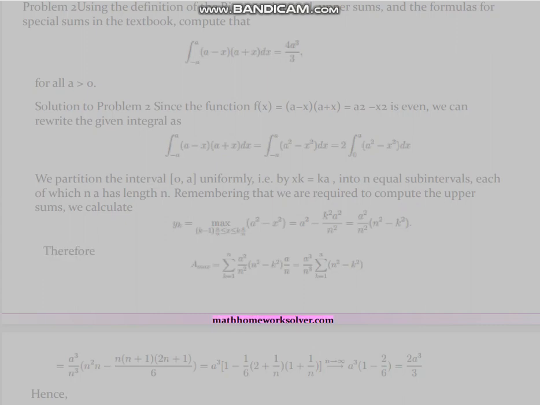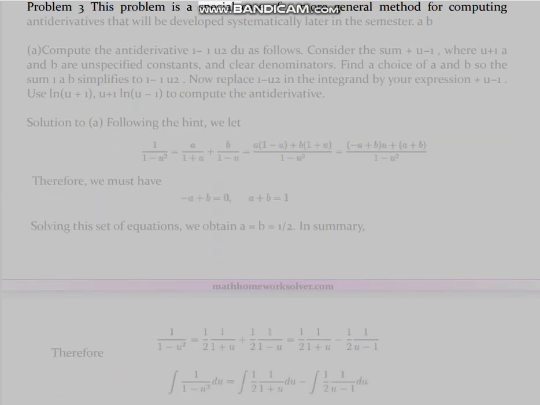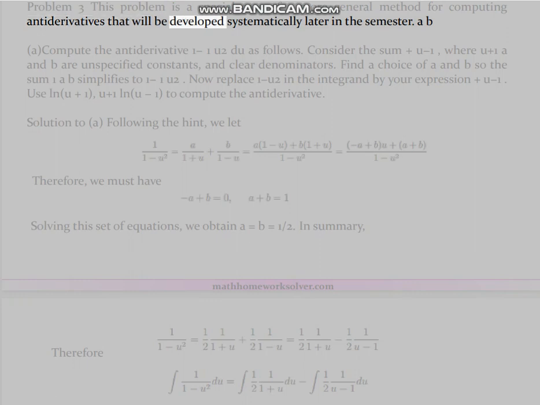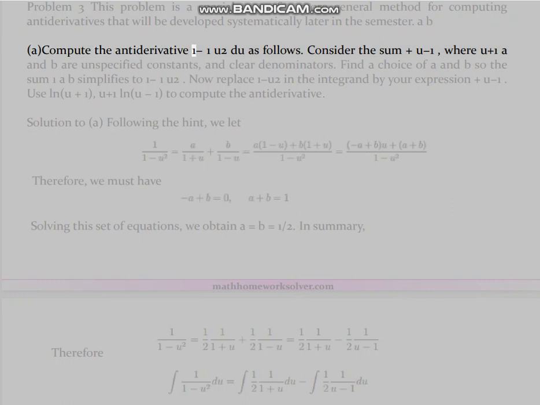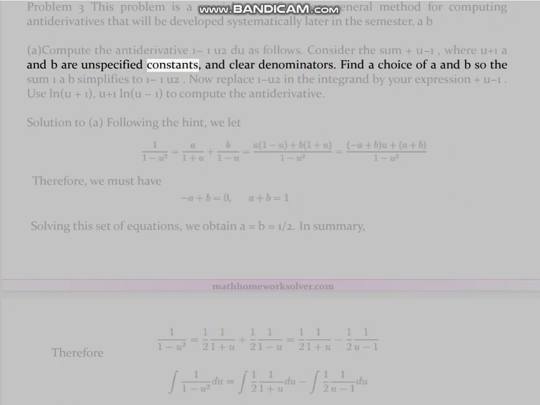MathHomeworkSolver.com. Hence. Problem 3. This problem is a special case of a more general method for computing antiderivatives that will be developed systematically later in the semester. A. Compute the antiderivative of 1 over 1 minus u squared du as follows. Consider the sum A over u plus 1 plus B over u minus 1, where A and B are unspecified constants, and clear denominators.